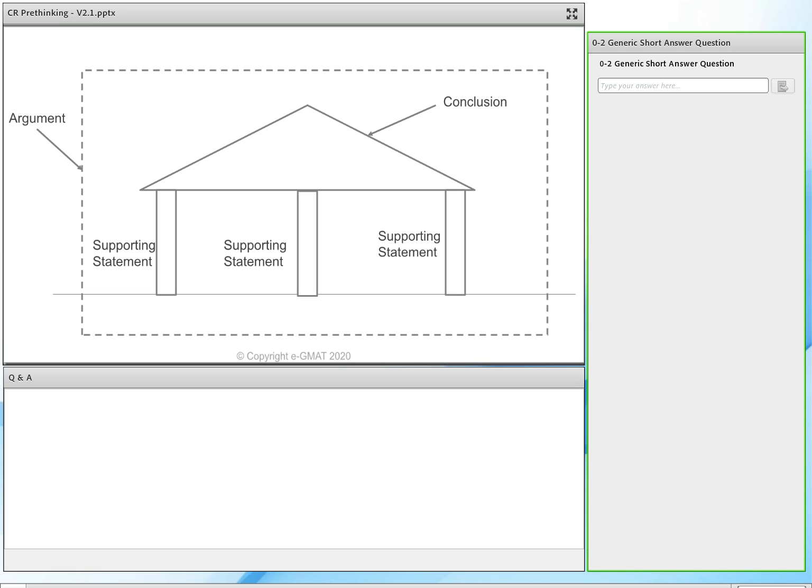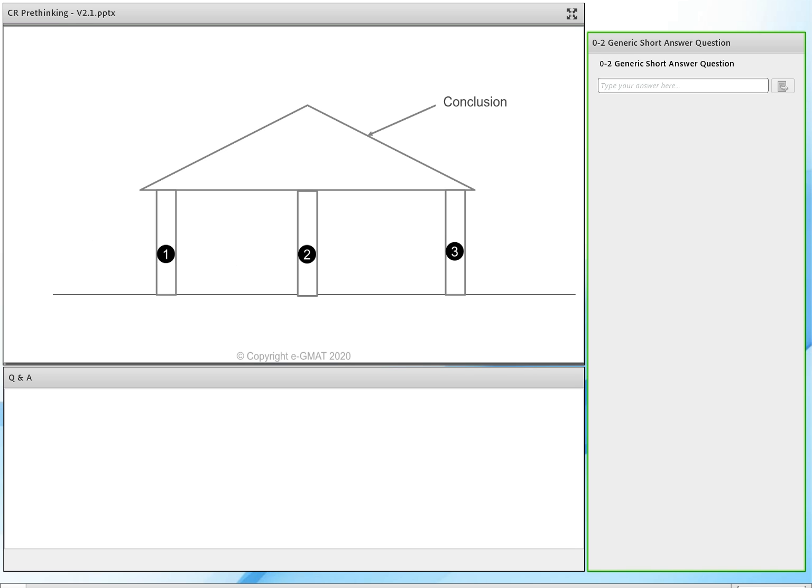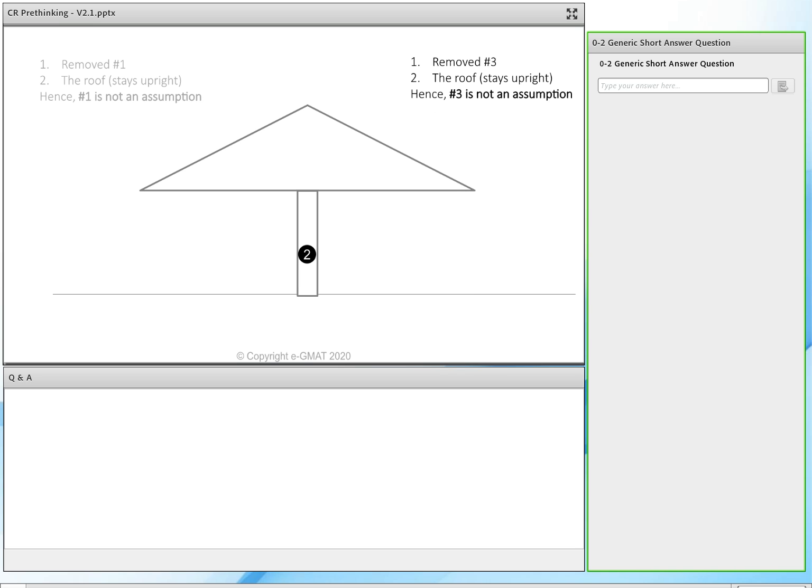Now, to figure out which one of them satisfies that must be true condition, let's do an experiment. Let's call these pillars 1, 2, and 3. So if I remove 1 and the roof still stays upright, then what it means is that 1 is not a must be true pillar. It made the roof stronger, but it's not a must be true pillar, or in other words, number 1 is not an assumption. This is very similar to you evaluating an answer choice. Let's say we remove pillar number 3, I'm sorry, and the roof still stays upright. Then number 3 is also not an assumption.